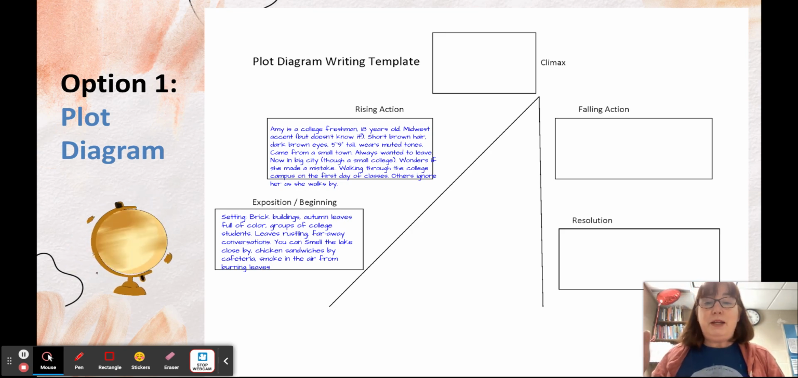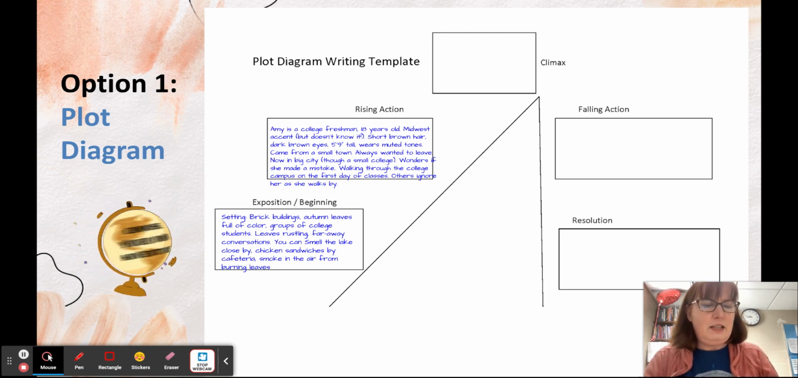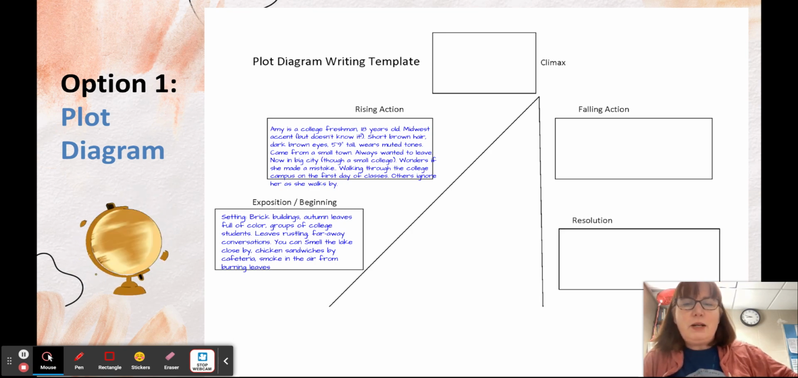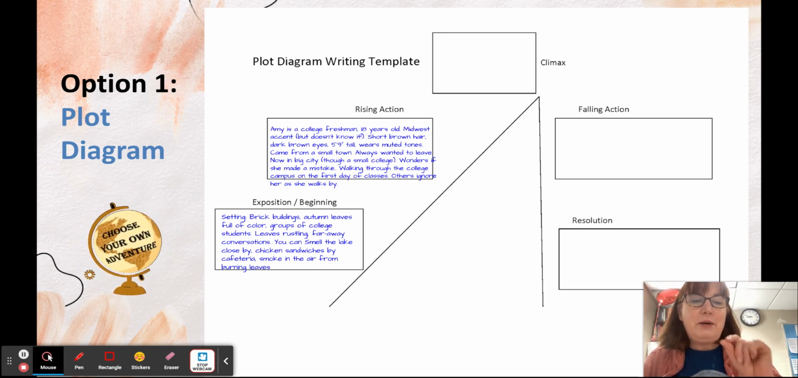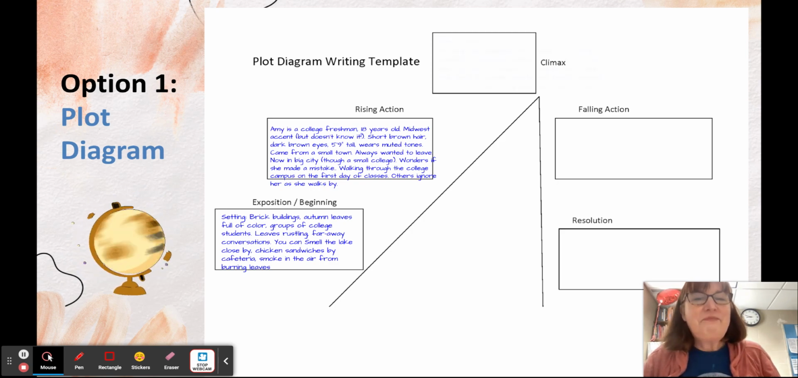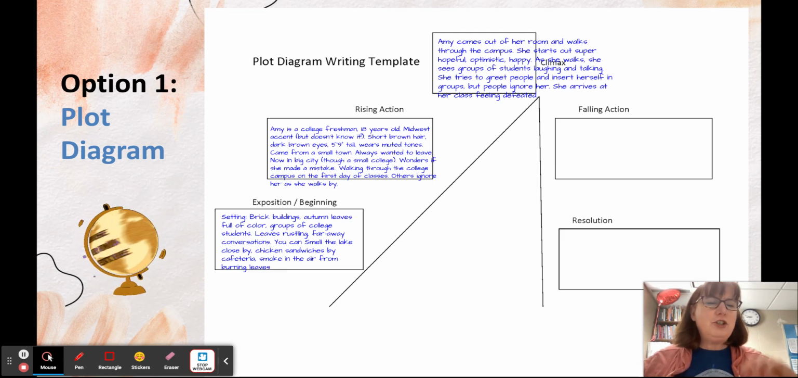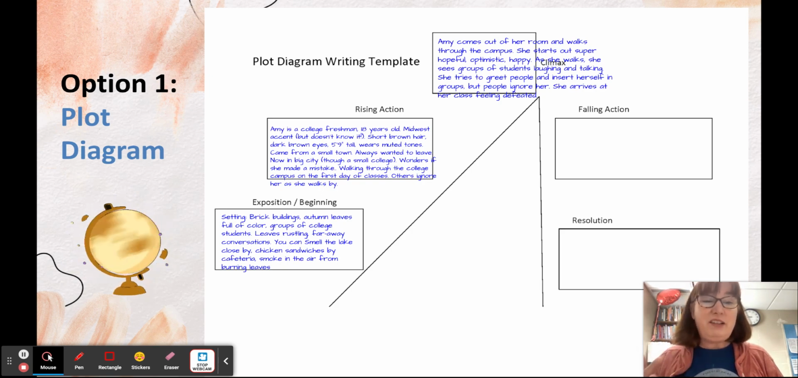So as a freshman, one of the things that I remember is being really nervous about making friends and fitting in at the beginning of my college experience. I always wanted to leave my small town and come to the big city. And so I'm going to write about Amy's first day of class. And she comes out of her room. She's really excited. She's trying to make friends with people and figure out where she fits in. And it doesn't go as well as she thought.